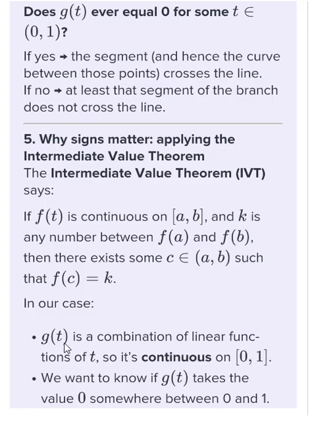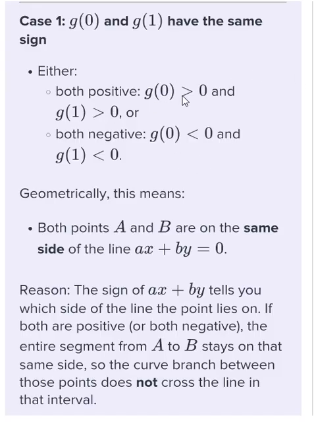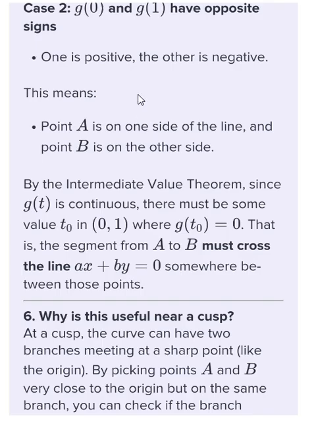In similar fashion, here g of t is a combination of linear functions. It is continuous in a closed interval, and one more thing, g of 0 and g of 1 have opposite signs. If they have the same sign, no doubt they are going to lie on the same side. If they have opposite signs, what happens? It means point A is on one side of the line and point B is on the other side. Why?